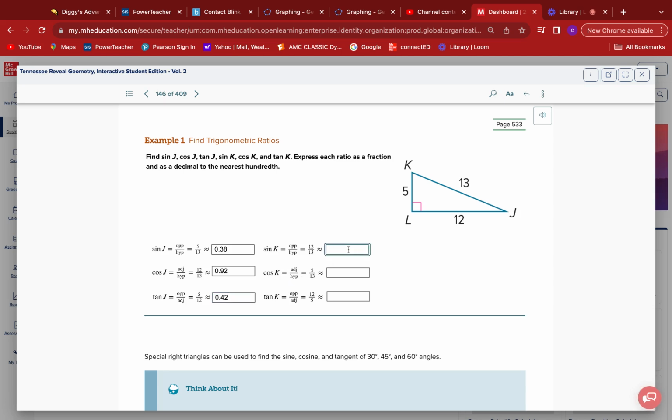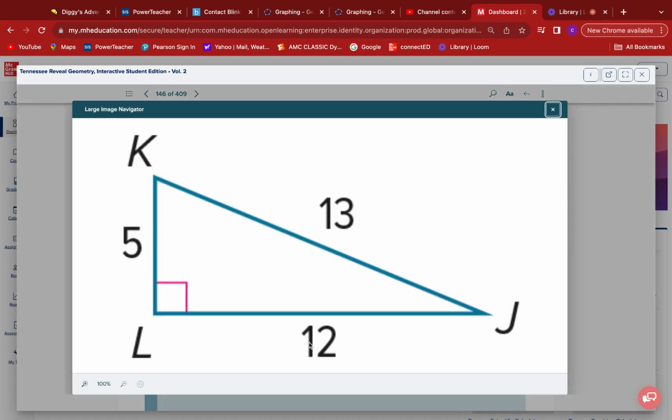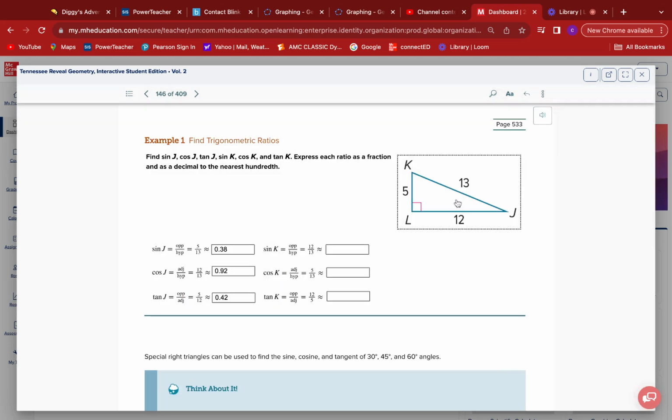All right. Now I'm going to show you guys how to do sine of k, cosine of k, tangent of k, and I'm going to show you a trick after I do the real way to do it, so you can remember pretty quickly. All right, sine of k. So this time our theta is k. Sine is opposite of k, that's 12, over the hypotenuse. And the hypotenuse does not change, but the opposite side to k is a 12, whereas the opposite side to j was a 5. So it's going to be 12 over 13. Divide those, 0.92.